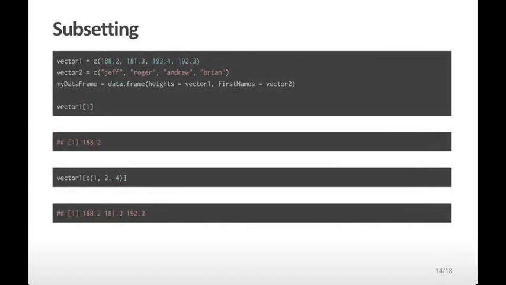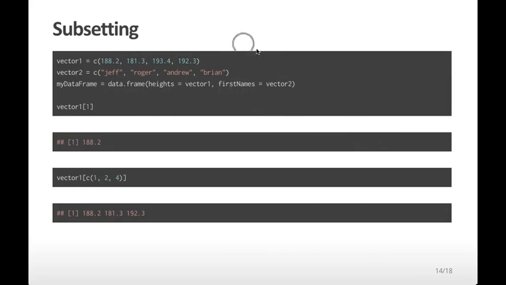Next, I'm going to briefly go over subsetting. While we're doing our data analyses, we will often want to only consider part of a particular vector or data frame. So here, I've generated 2 vectors again, 1 numeric with 4 values, and 1 a character vector, again with 4 values. I've then put them together into one single data frame.